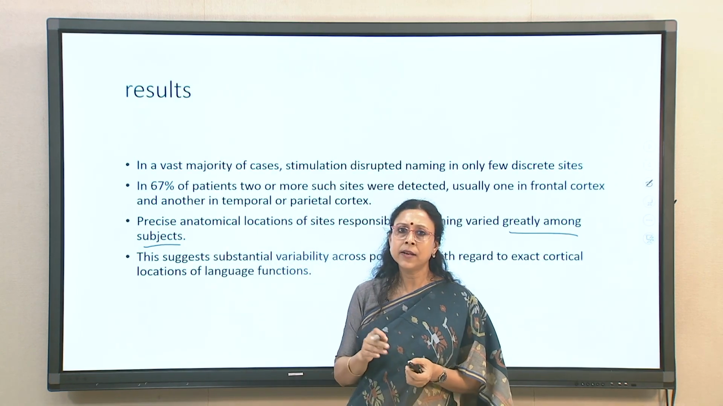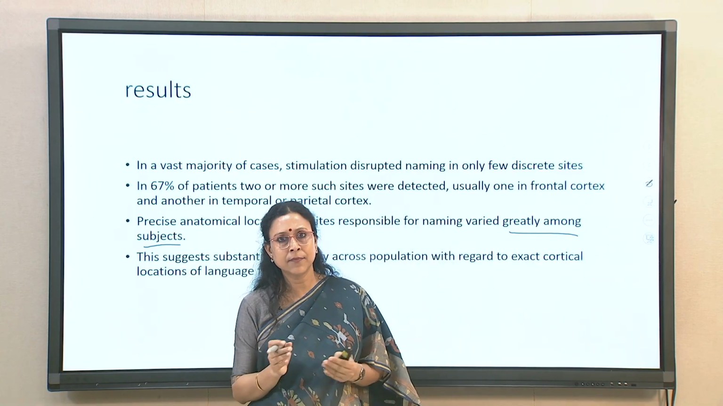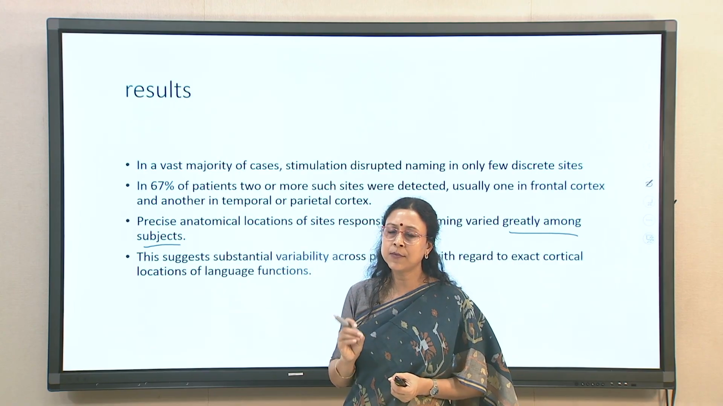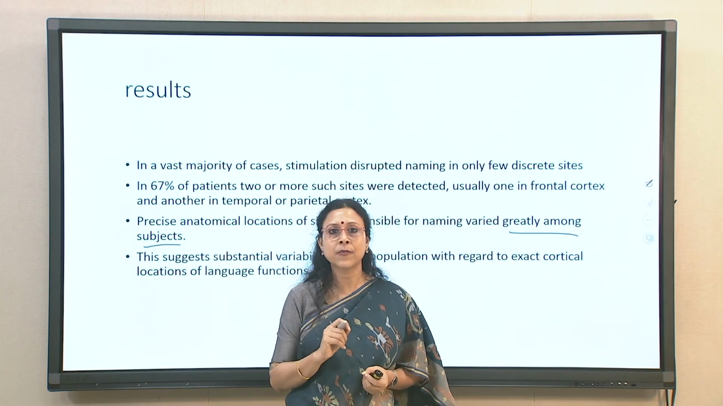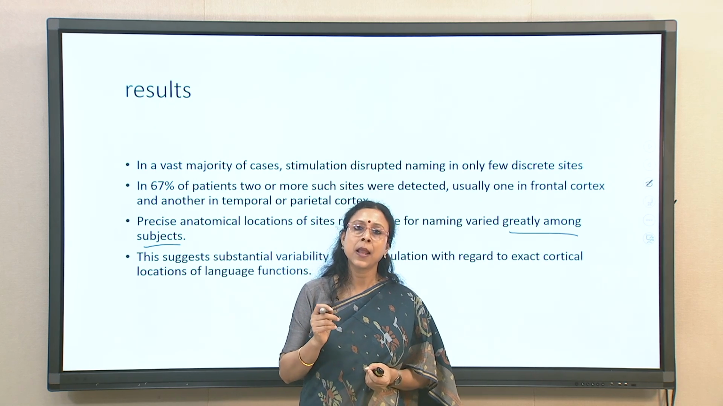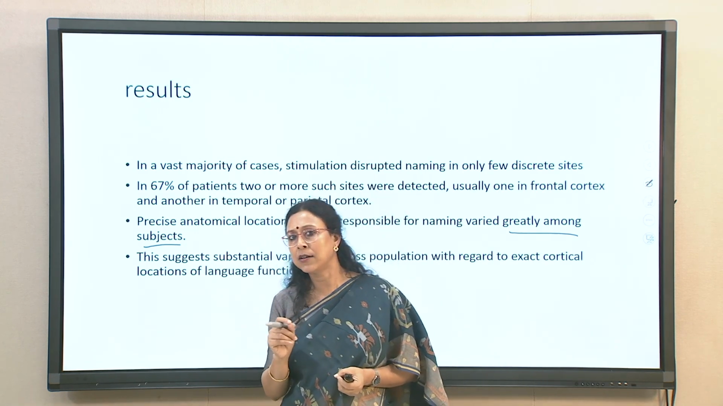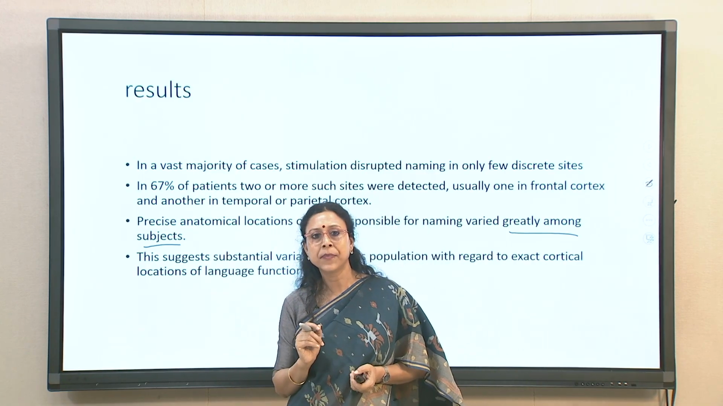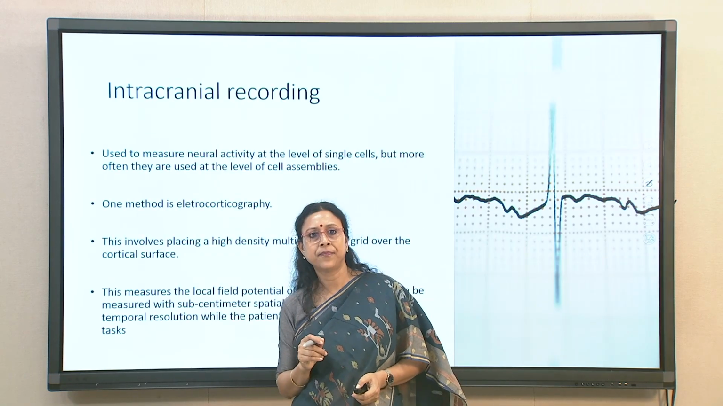So, that is why they found larger areas like the frontal cortex and some areas in parietal and temporal cortex. However, what is more important is that those exact areas will differ across patients. Not every human being has the exact same kind of area for the exact same kind of functions. That is the finding. It suggests substantial variability across the population.